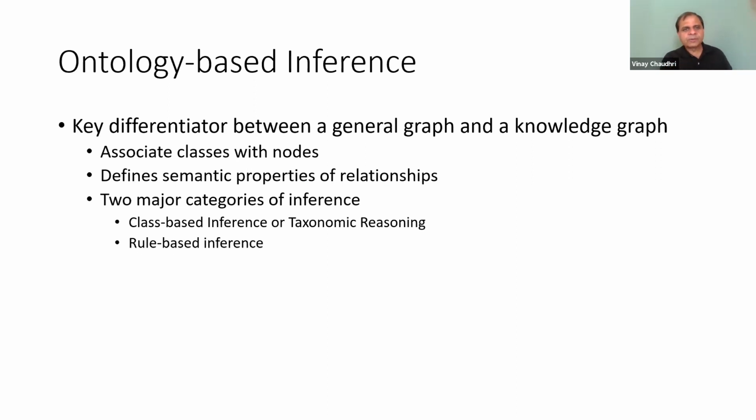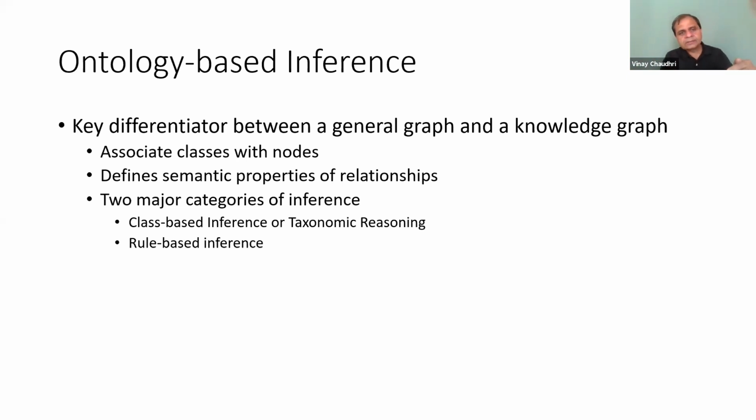A general graph starts to become a knowledge graph when we start to add semantics, semantics of the application domain. And typically we add semantics of the application domain to a graph by associating classes, or defining the semantics of how the nodes are connected to each other and defining the semantic properties of the relationships. So when you start adding this kind of semantic knowledge or domain knowledge to a graph, there are algorithms which you can label whichever way you like, but I chose to label them using ontology-based inference.